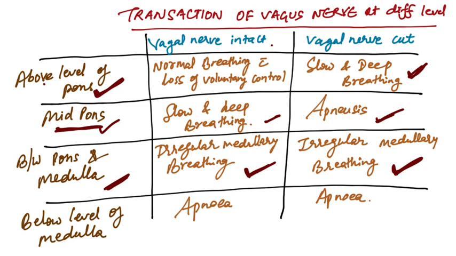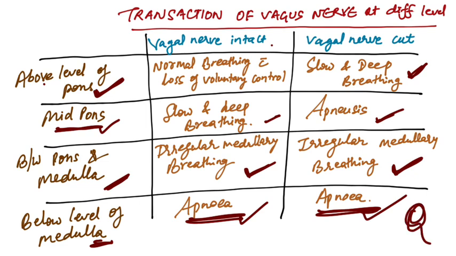Now if there is an injury below the level of the medulla, and the vagal nerve is intact, then apnea will be there, and if the vagal nerve is cut, then also apnea will be there. This is very much asked, and these are framed in clinical type of questions also. So try to remember this, then you will be able to answer the clinical questions also.